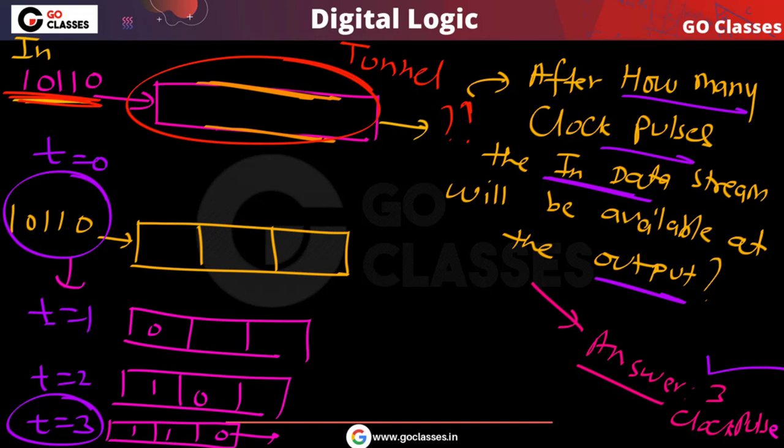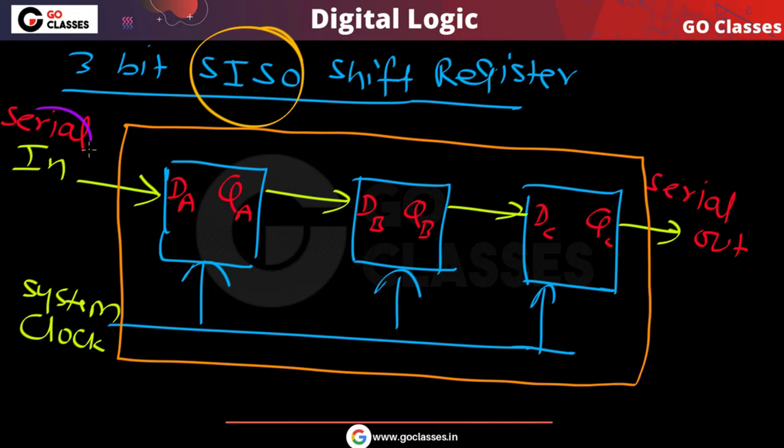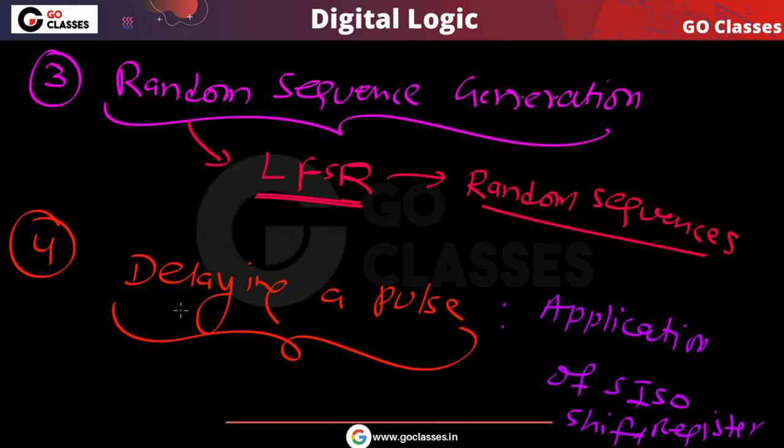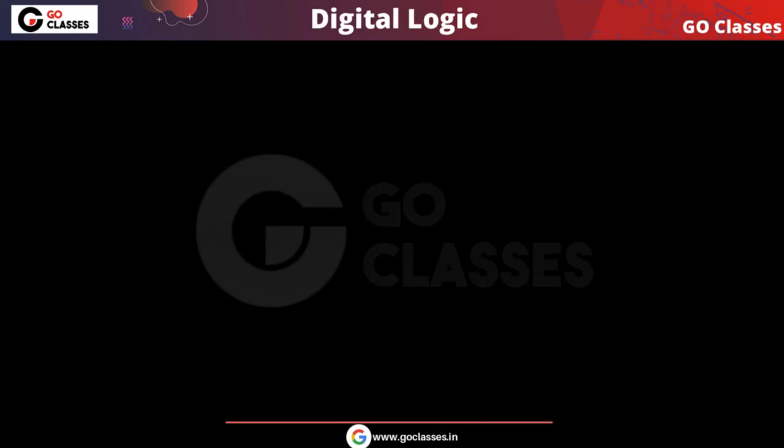So you can notice we are delaying the input pulse. This serial input serial output shift register is a right shift register. Using this, we can delay the input pulse. Delaying a pulse can be done using a serial input serial output shift register. This is another application of a shift register. So we have seen 4 applications of shift register.